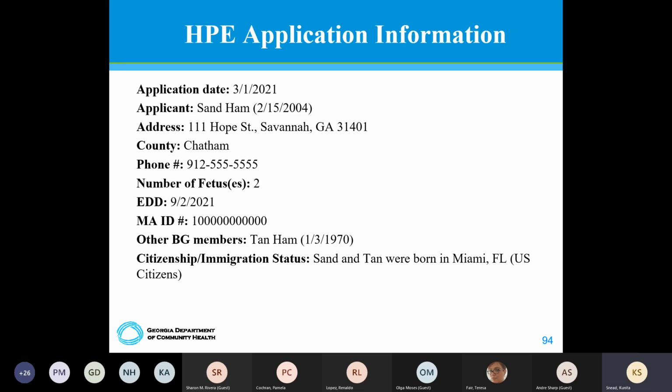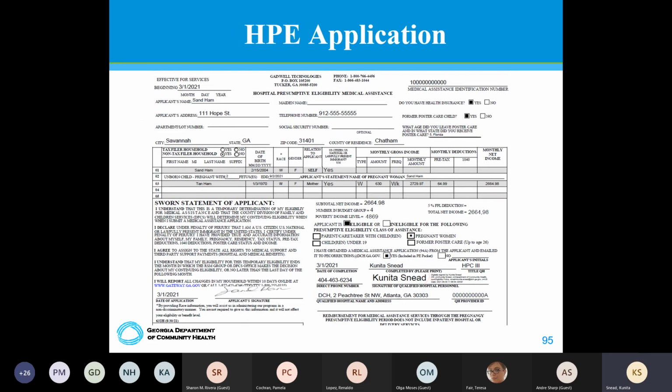All righty. So let's get to it. Your application date is 3/1/2021. The ID number we have for San is 1 followed by 11 zeros. We have her name up here. Her address 111 Hope Street. That's Savannah, Georgia 31401. County is Chatham. Telephone number 912-555-5555.